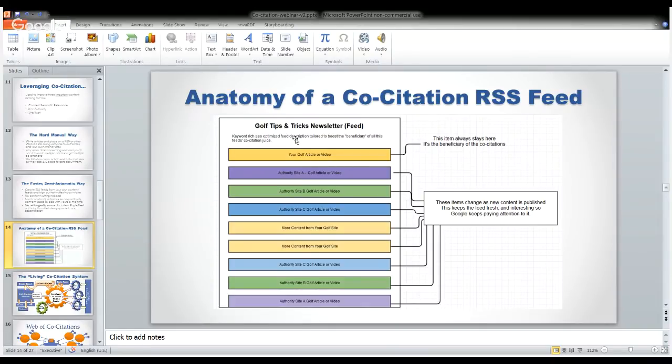Okay, so what you normally see when you do a co-citation RSS feed is that you would have a headline. Now, you see the headline, Golf Tips and Tricks Newsletter. You usually want the keyword that you're trying to target in that headline, because like the title of a blog post, the title of an RSS feed is what Google thinks it's about.